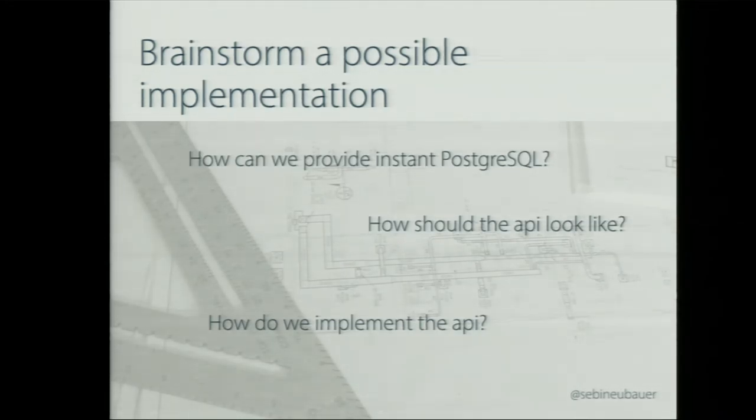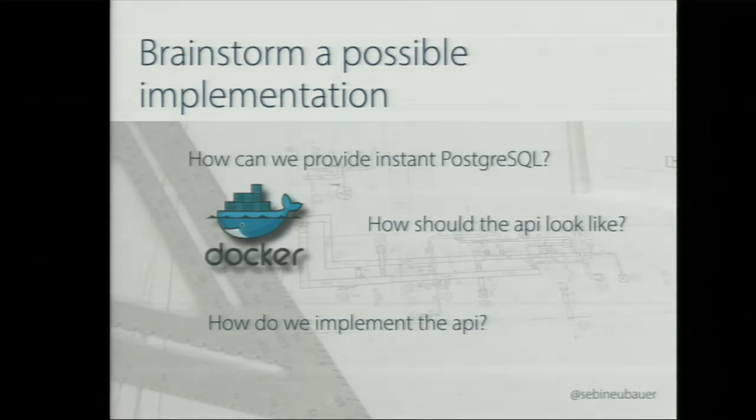Let's design this whole thing. So a brainstorming. How could we provide instant PostgreSQL instances? Any ideas? Docker. Right. How should the API look like?